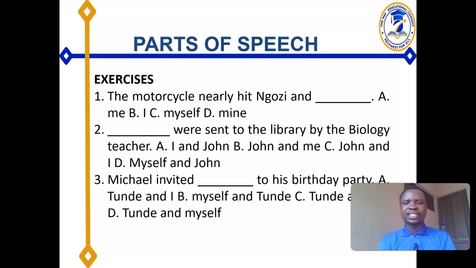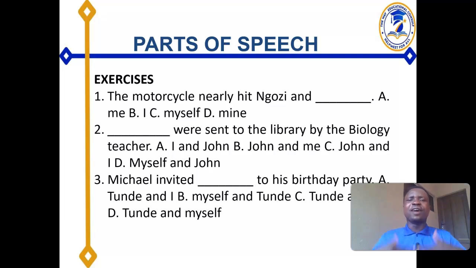Now, "dash were sent to the library by the biology teacher." "Dash was sent to the library by the biology teacher." Now you have "I and John", "John and me", "John and I", "myself and John". Now, don't be confused. What's the verb of the sentence? "Were sent." That is a passive sentence. Now, that means the subject case will be looked for. And among the options, which one has subject positions? You have options A and C: "I and John" and "John and I".